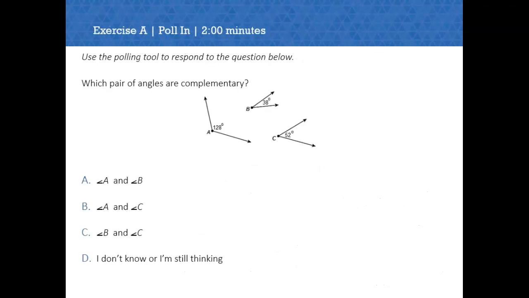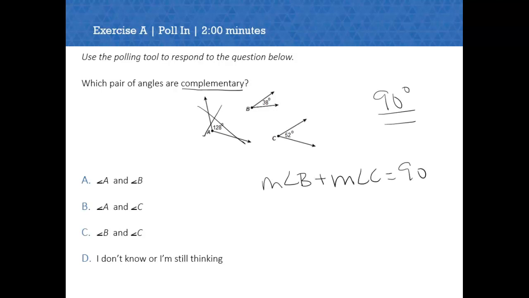Which pair of angles are complementary? Complementary means that they add up to 90 degrees. So we can already know that angle A is out. That's above 90 degrees. So let's check B and C. Does the measure of angle B plus the measure of angle C equal 90? So 38 plus 52 is 90. So these are complementary. B and C are complementary. So very important: complementary means 90 degrees.